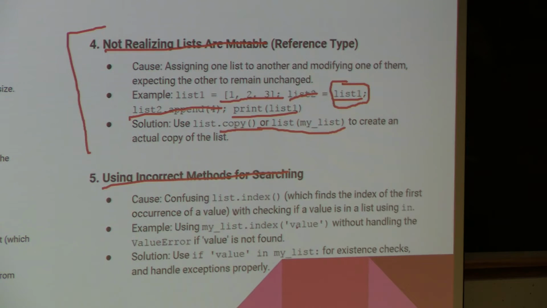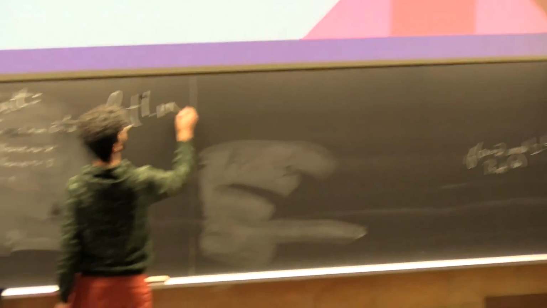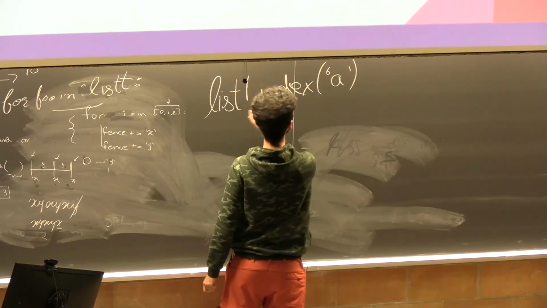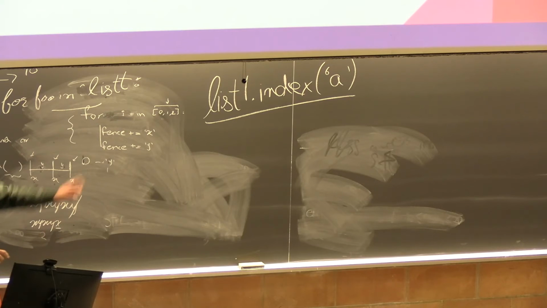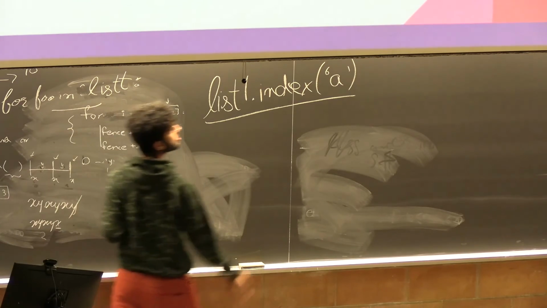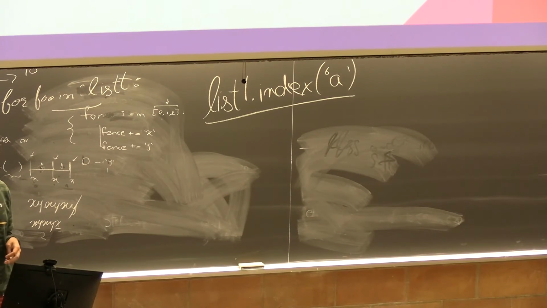So if I'm having list 1 dot index, what is this doing? What is that function doing in a very basic sense? Returns you the index of the first occurrence of your value. Exactly. But what if A is not inside the list? It gives an error. Exactly. It gives an error. So how do you solve it?